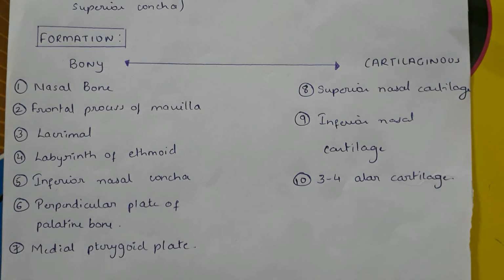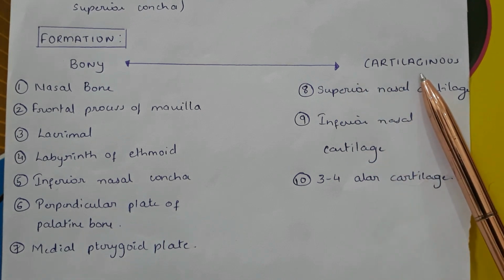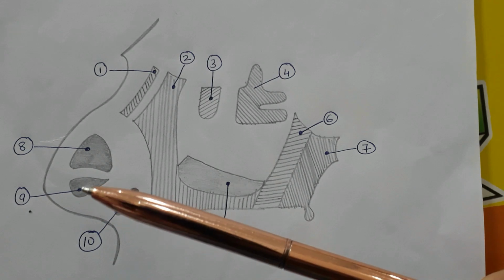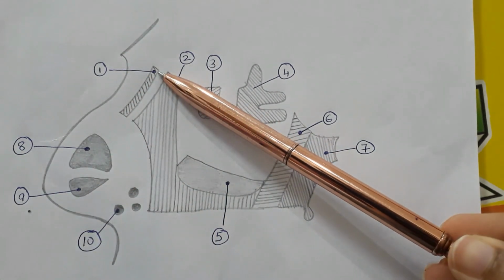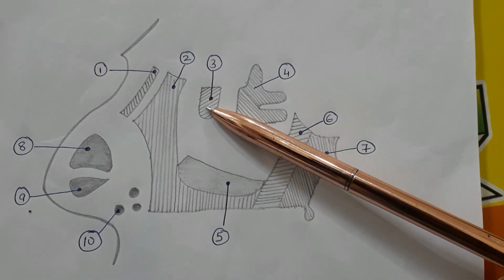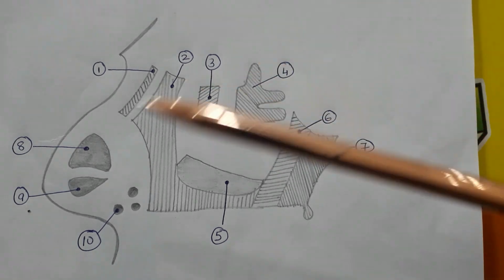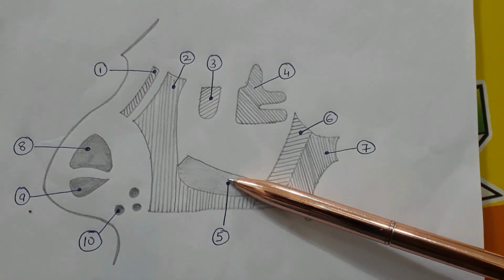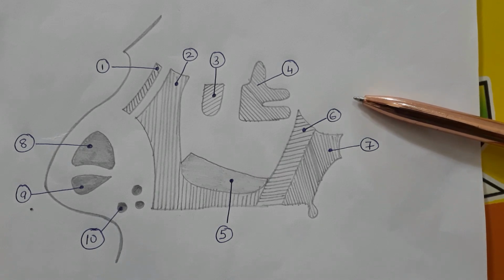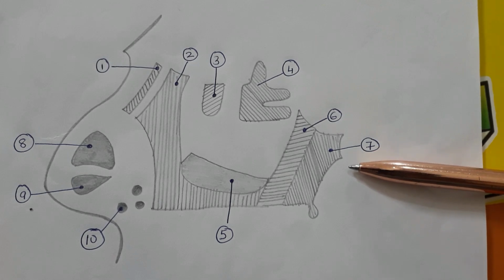Now let's see the formation. In the formation, we have the bony part and the cartilaginous part. First, let's see the bony part. So we have the nasal bone, we have the frontal process of the maxilla, the lacrimal, the labyrinth of the ethmoidal bone. Then the fifth one is the inferior nasal concha. Then we have the perpendicular plate of the palatine bone. The seventh one is the medial pterygoid plate.